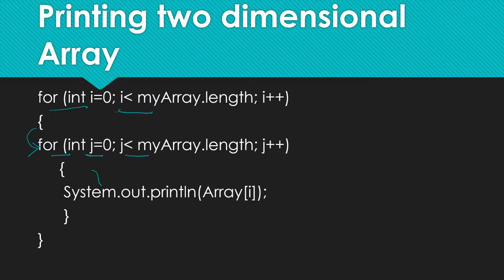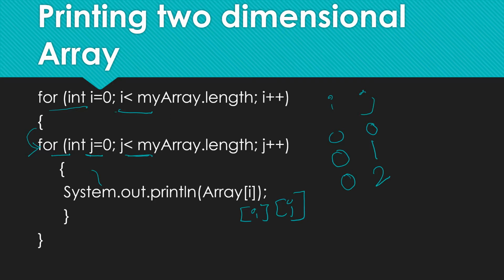So at first it will be i is equal to 0 and j will be 0. So it prints, okay, I made a mistake here. It should be array of i and j. So first it prints the value of array of 0 0, then i is the same, j gets incremented, so it prints array of 0 1, and then j gets incremented, and it prints array of 0 2. So j gets incremented till it's less than the array dot length, and then i gets incremented.